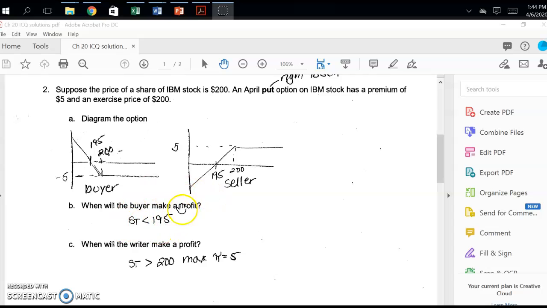When does the buyer make an economic profit? Anytime the stock price is less than $195. How did I get $195? It's my $200 strike price minus my $5 premium.